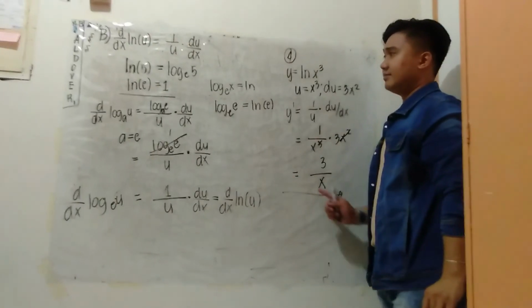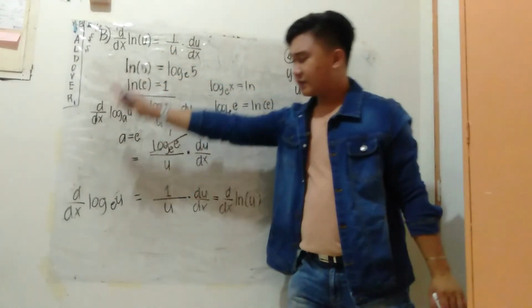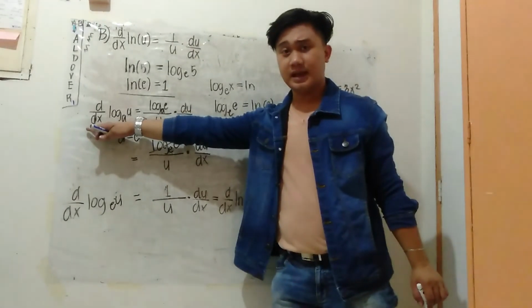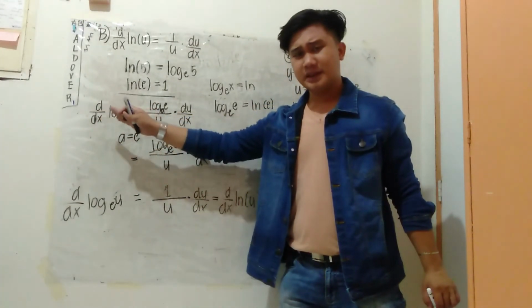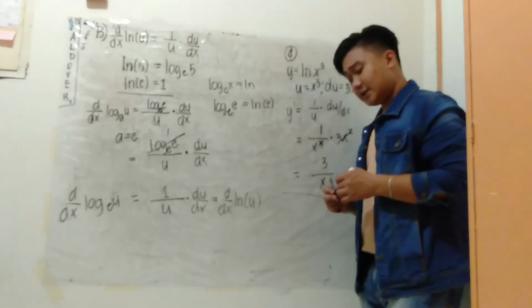Okay? And that's how you're going to derive this one from our general formula. So, right, this minimizes what you can memorize. Okay? So, copy your notes.